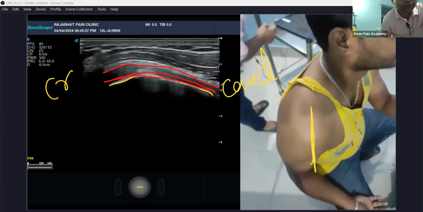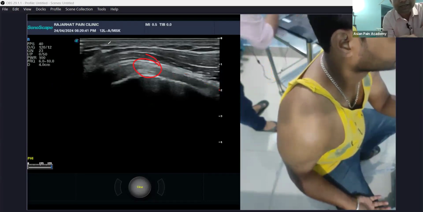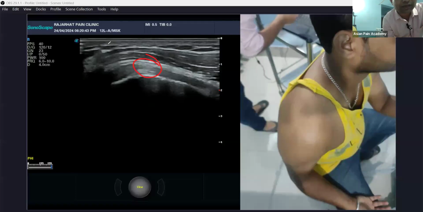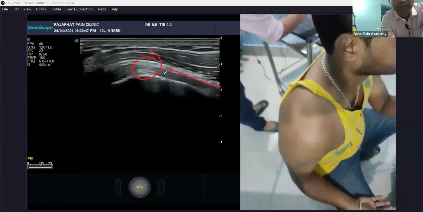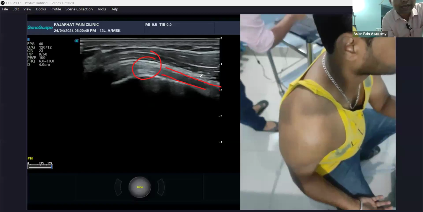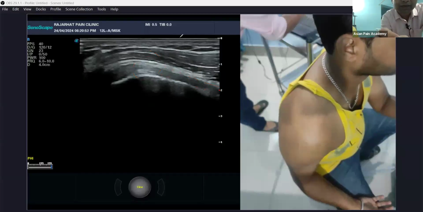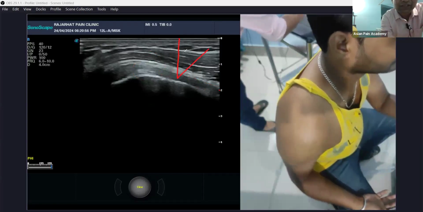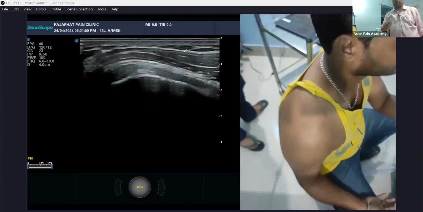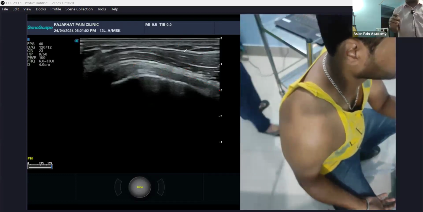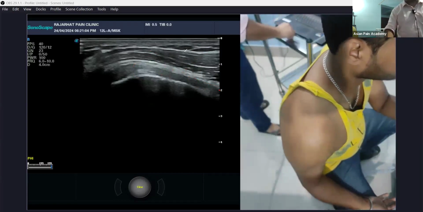And as I told you, this is actually not black. You see, this part is white, so this part is not showing anisotropy. That's why it is white. Other parts are black due to anisotropy, because the beams are coming like this and being reflected like this, and they are not reaching the probe again. That's why this is anisotropy. So this is the long axis of the long head of biceps.